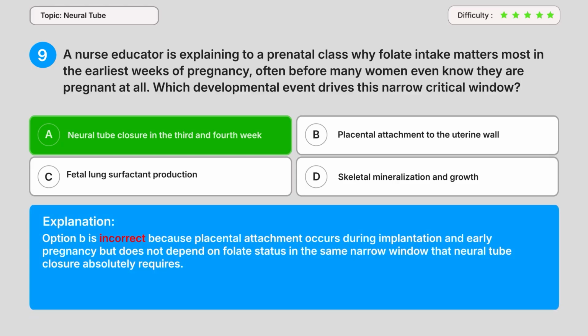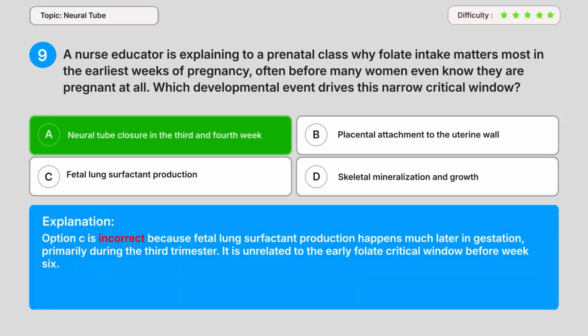Option B is incorrect because placental attachment occurs during implantation and early pregnancy, but does not depend on folate status in the same narrow window that neural tube closure absolutely requires. Option C is incorrect because fetal lung surfactant production happens much later in gestation, primarily during the 3rd trimester. It is unrelated to the early folate critical window before week 6.